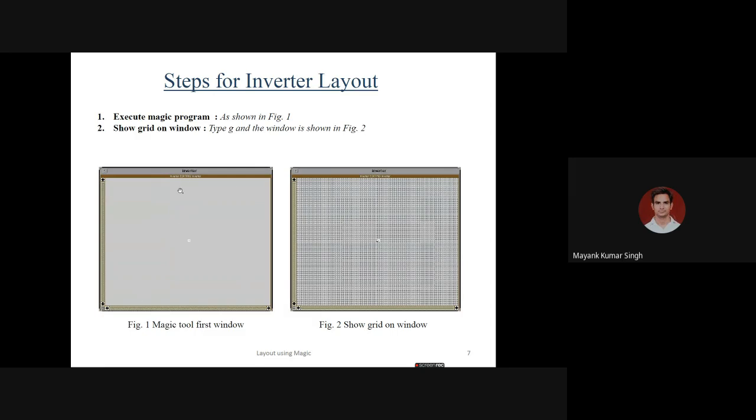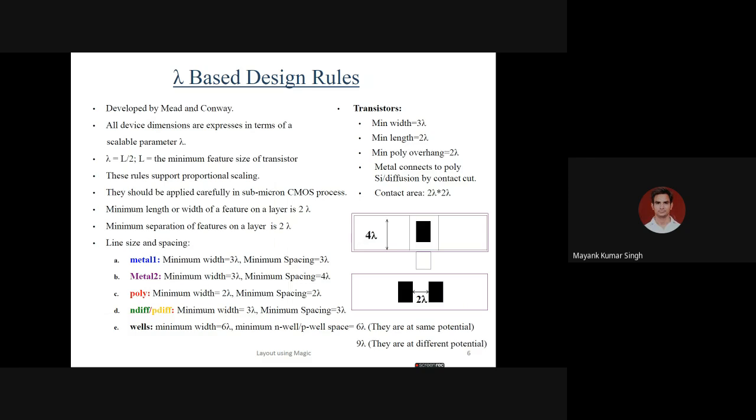In this window, the grid is not on. If we want to turn on the grid, we can type G directly in the console, or we can write grid. There are two options: we can press the G button on the keyboard, or we can write grid in that console. Then we will get this grid in the window. The width and length of this grid is the lambda, what we have shown here. That's why it is called lambda based design.